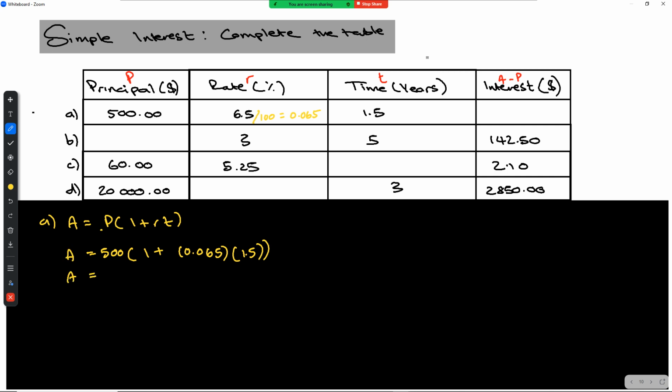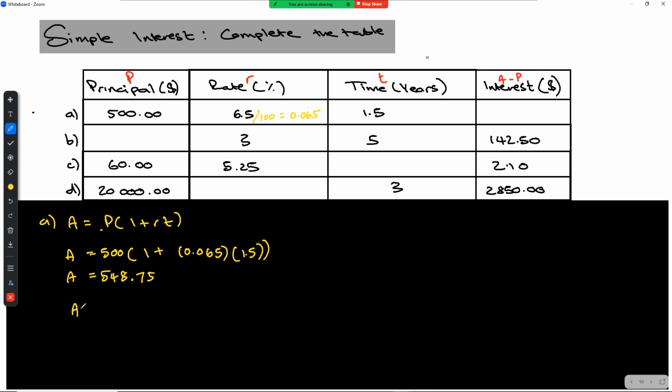Okay, so calculator out and start it again. So we've got 500 bracket 1 plus 0.065, close the bracket. If you just keep the brackets, it'll automatically multiply and you'll get 548.75.